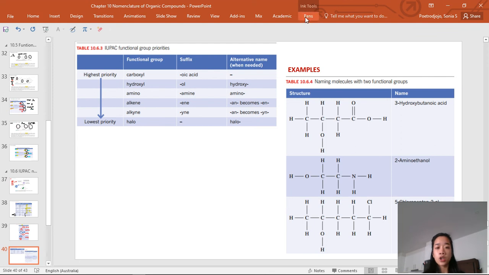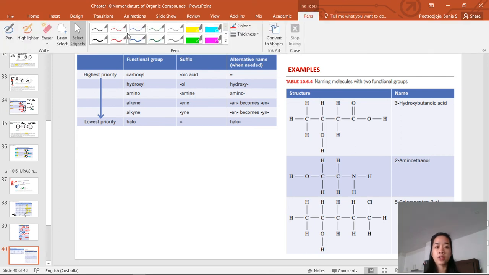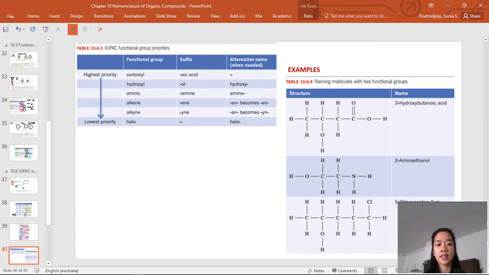Okay. Sometimes you've got multiple functional groups in a molecule, and if you have multiple functional groups, you need to prioritize their naming. So let's go into the examples. Here, we've got two functional groups. We've got an alcohol and a carboxylic acid.